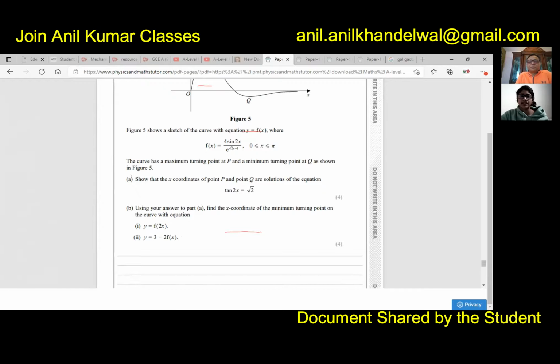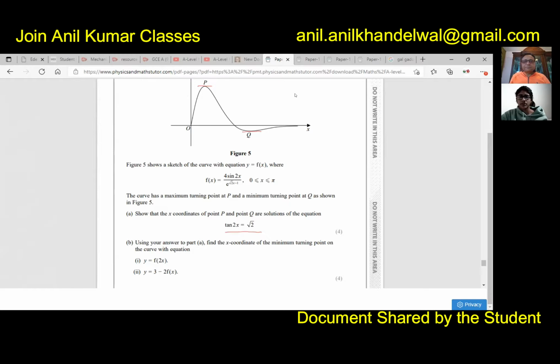Got it. Like translations and transformations. So the important key point here is that the weightage is 4 marks for part B. At least you know the answer of part A. Let us say by any chance you're not able to solve part A. You know tan 2x equals root 2 is the solution, and you can actually do part B without even solving part A. So remember that. Even if you do not get part A, you can still get 4 marks of part B by using this as your given answer.